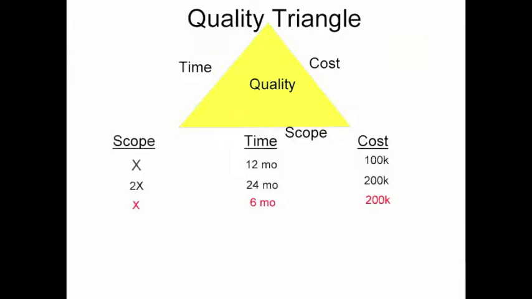What about if we keep the same scope and cut the time in half? Well, if you cut the time in half, you're probably going to increase the cost quite a bit. You're going to have to hire more people, more software, whatever it might be. You're going to increase the cost. The same philosophy applies if you decrease the time to 4 months. You're going to have to do it 3 times as quickly, and you would say it'd go to 300K.